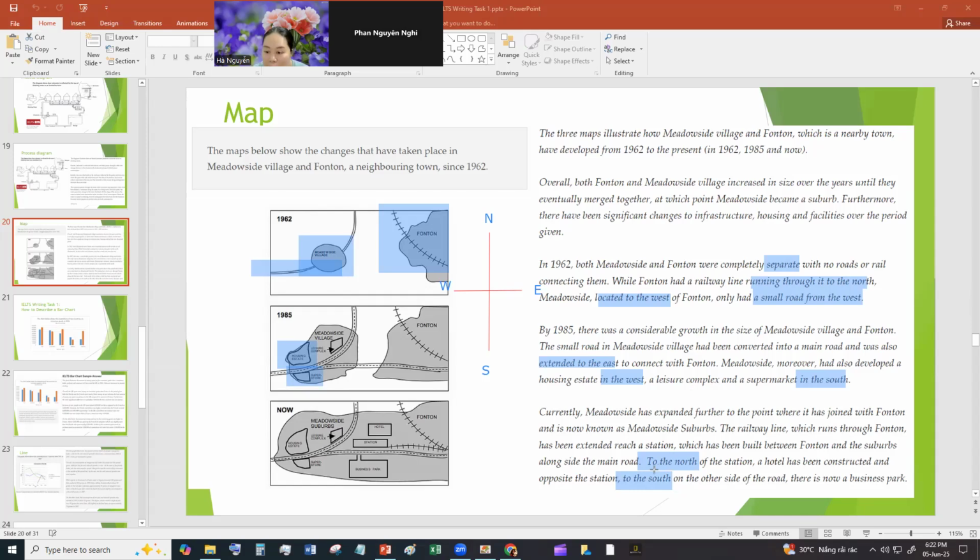Now what is the difference between to the north and from the west or in the west? It has also developed a housing estate in the west. So let's have a look at the 1985 map, a housing estate in the west. When you say in the west, it's located in that corner in the west, right? And in the south, a supermarket. When you say in the south, it's located in that area in the south. And the same goes for to the north of the station, a hotel. And to the south on the side of the road is a business park. So to the north or to the south of something, okay? Can you feel the difference between the different prepositions? Yes, I do. Okay, so remember to use them correctly.